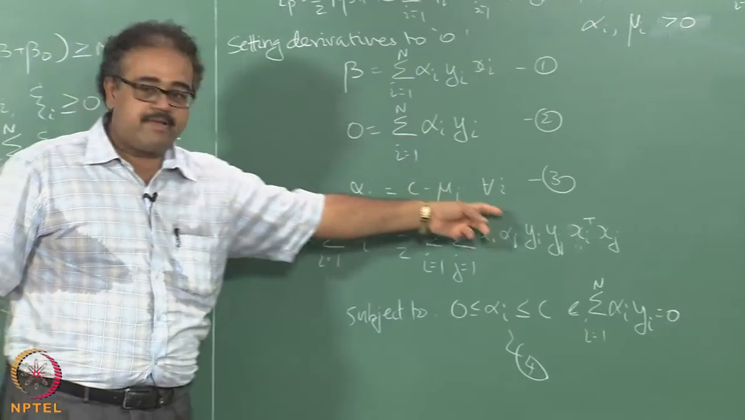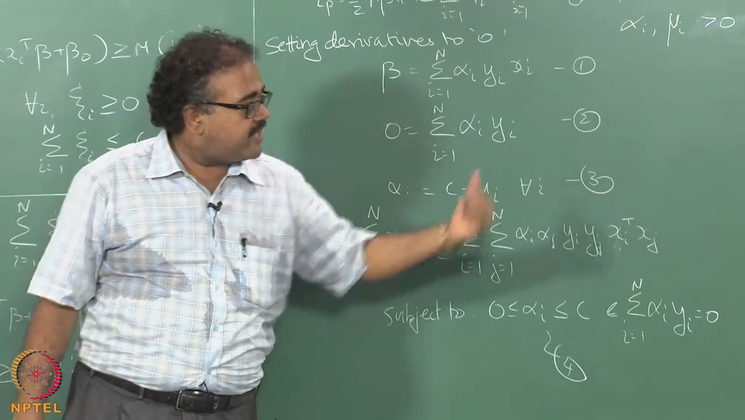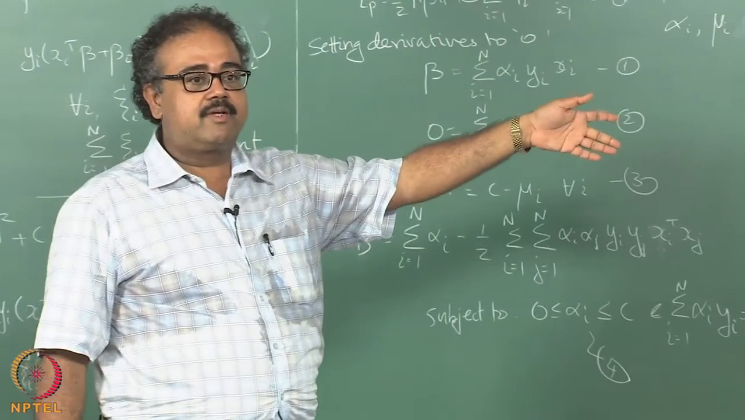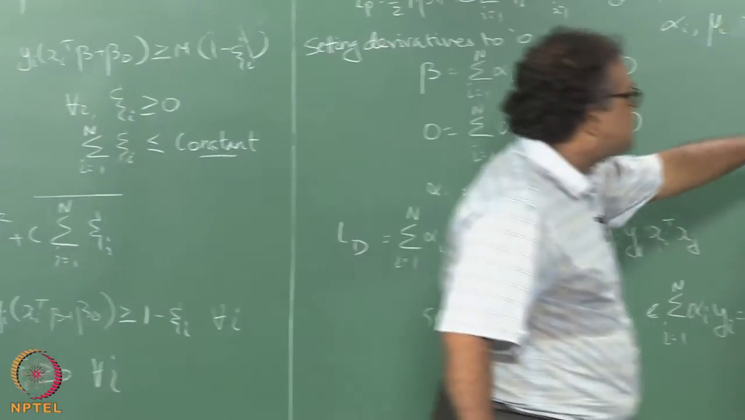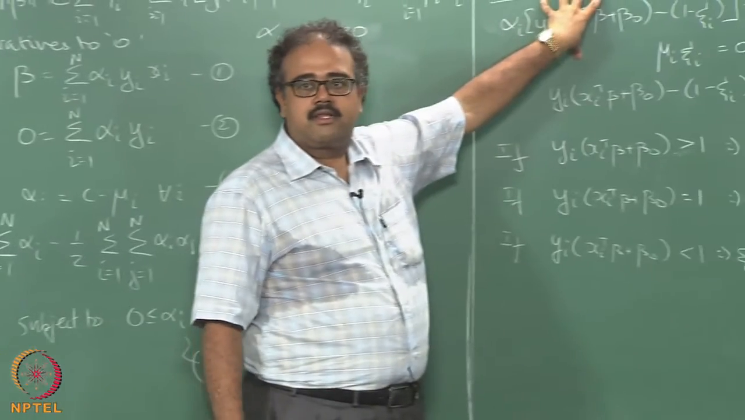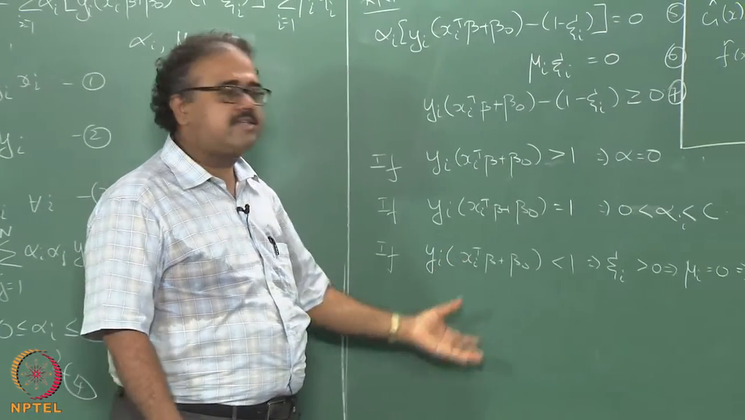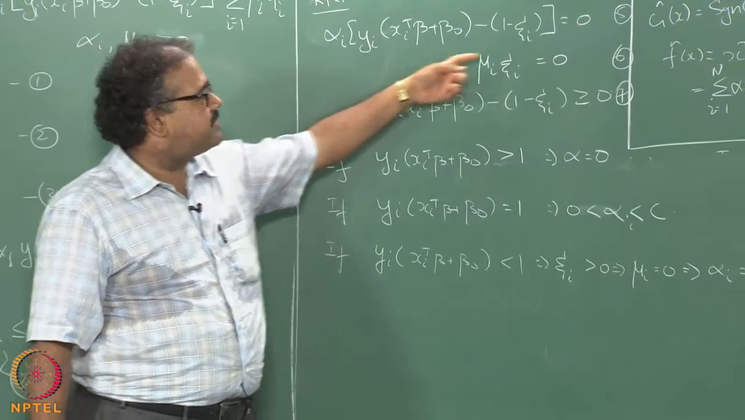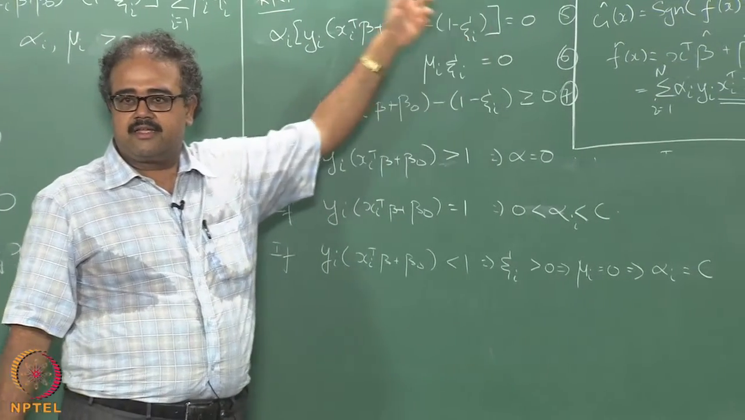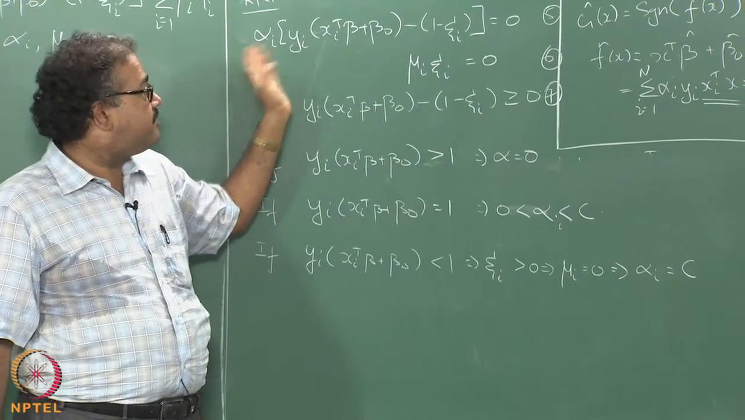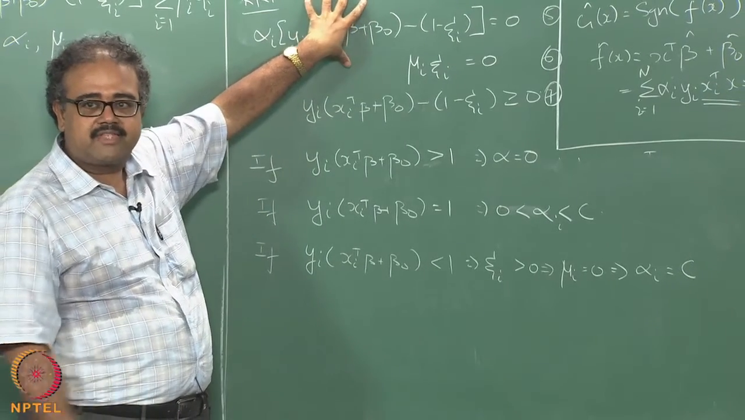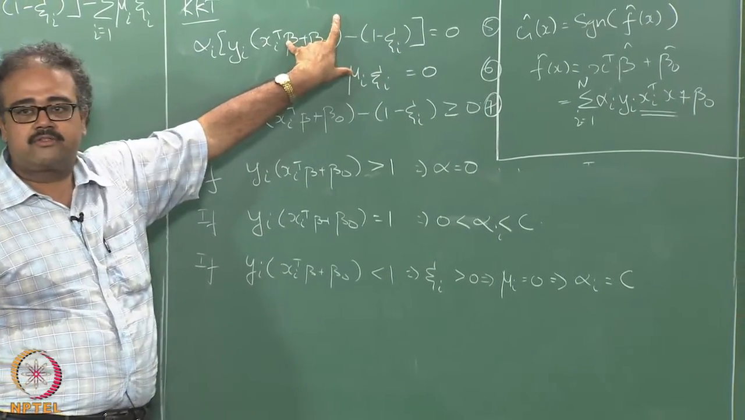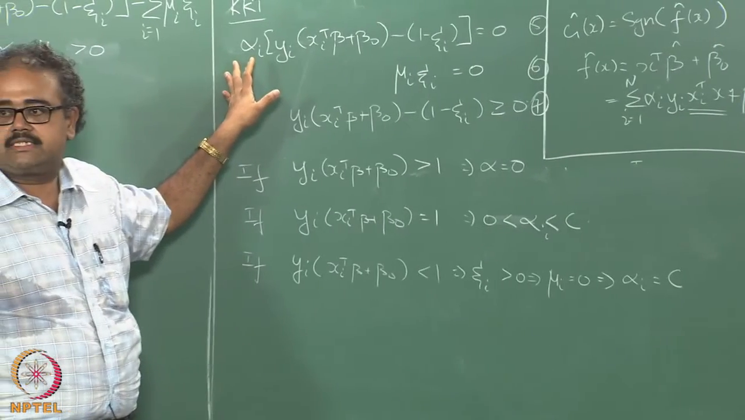Okay, because my alpha is C minus mu_i. Right, so if my xi_i is non-zero, then my mu_i's will become 0, therefore my alpha_i's will become C, right. So now how will this term go to 0? By suitably making xi_i large enough, right. So I will make xi_i large enough so that this term will go to 0, right, because this will be negative, or this will be less than 1, right. So I will adjust xi_i so that this term in the square bracket goes to 0 because my alpha_i will be C.